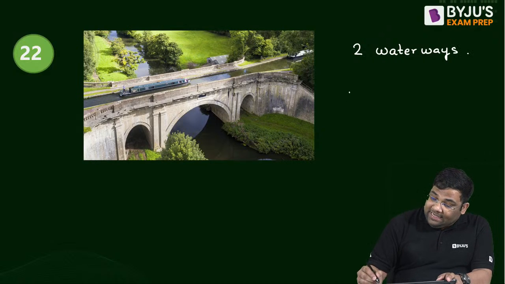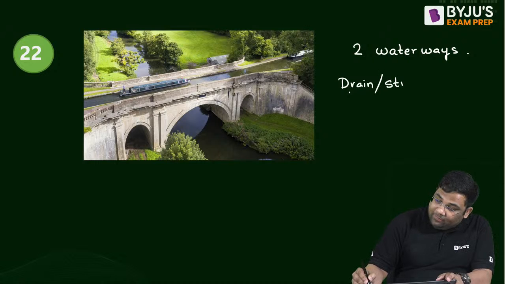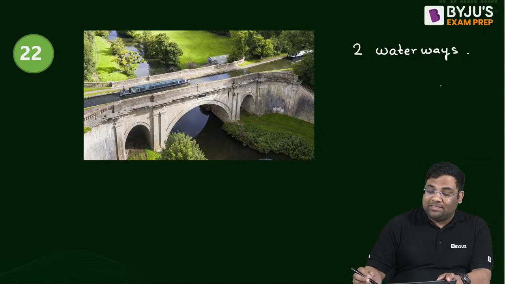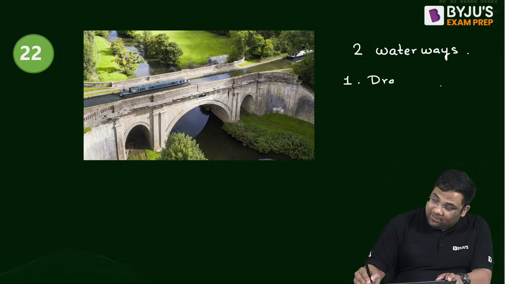One will be known as the drain or the stream. Okay? That's what I am discussing. Just wait. So there will be two waterways. You can see there are two waterways. One will be what? The drain, or I can say the stream, or I can say the river.